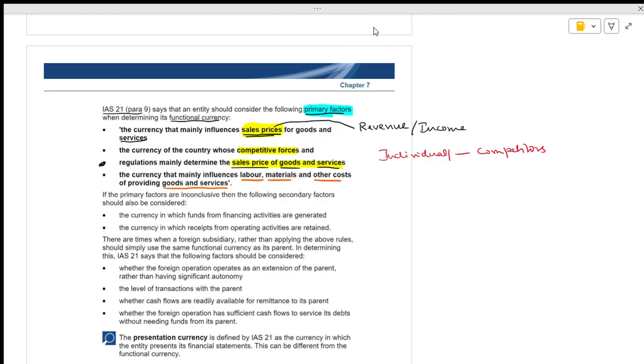If primary factors are inconclusive, then the following secondary factors have to be considered. Means you have to consider what it says: the currency in which funds from financing activities are generated. Is it right? In terms of financing, means in terms of equity and debt.